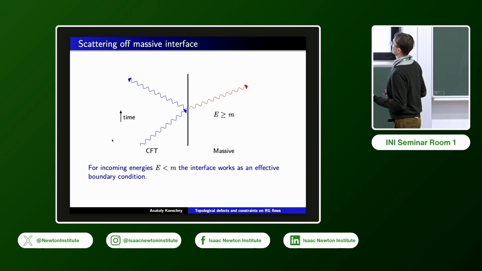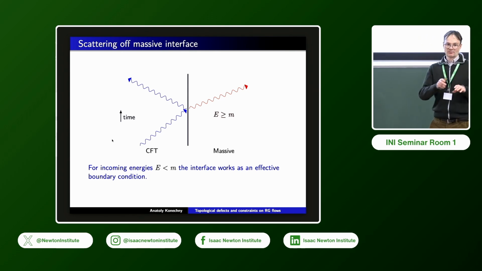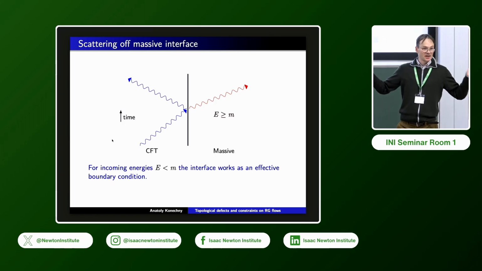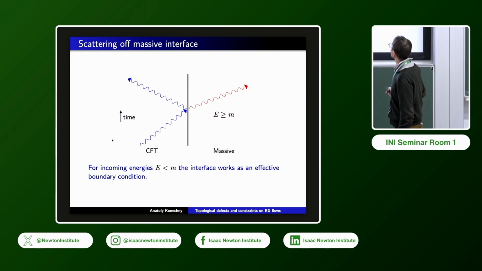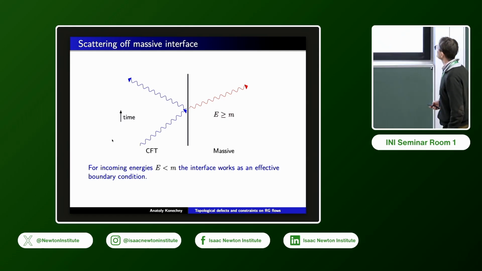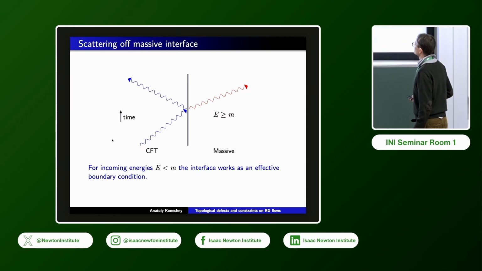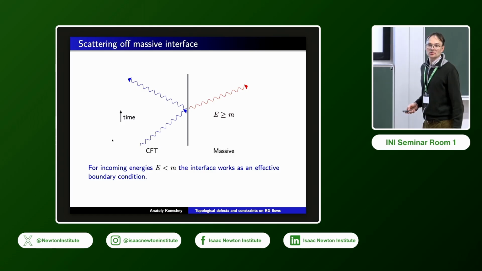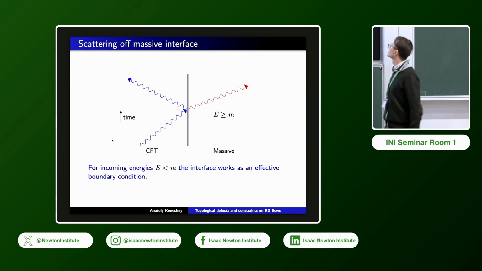Then we can think of a hypothetical scattering experiment. I know that it's difficult to talk about particles here, but we can form, for example, a wave packet of finite energy, and then throw that wave packet at the interface. And then we know if the energy of that wave packet is less than the mass, then it cannot go through. There's no transmission. So it should bounce back, be fully reflective.